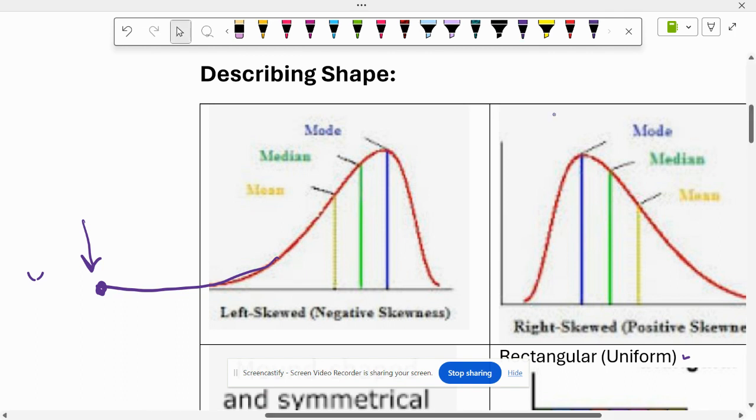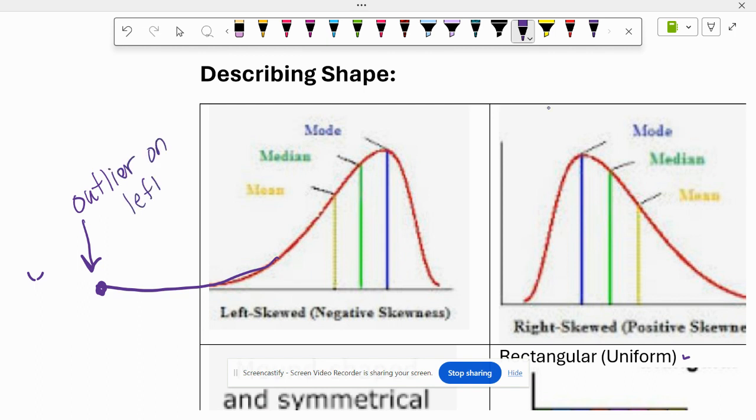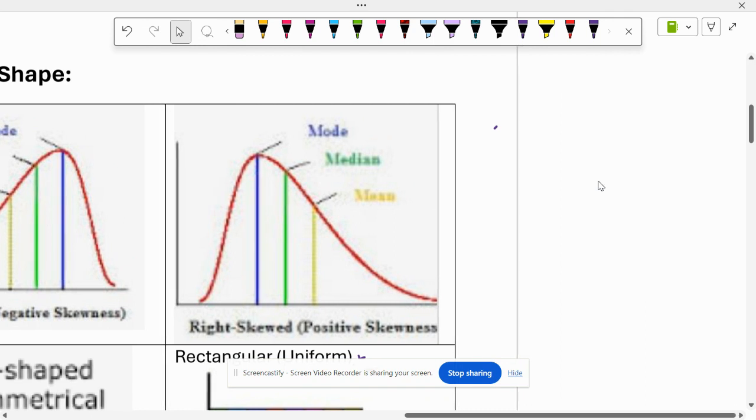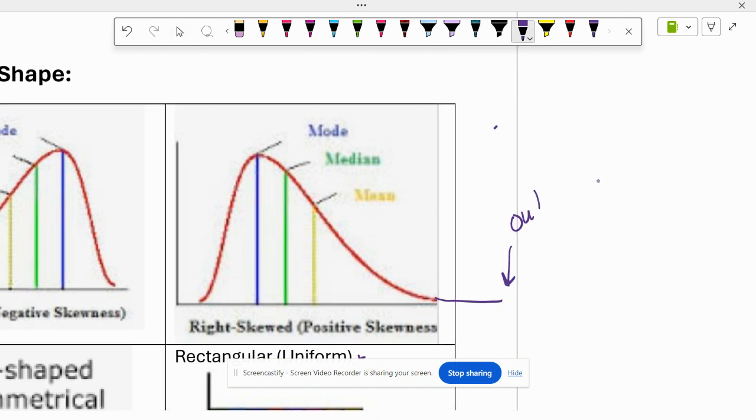An outlier. Yeah. So if something is skewed left, that just means it has an outlier on the left. Okay. If something is skewed right, it means that it has an outlier on the right.